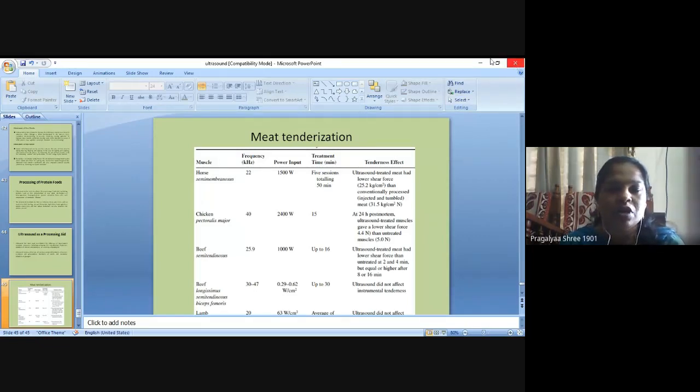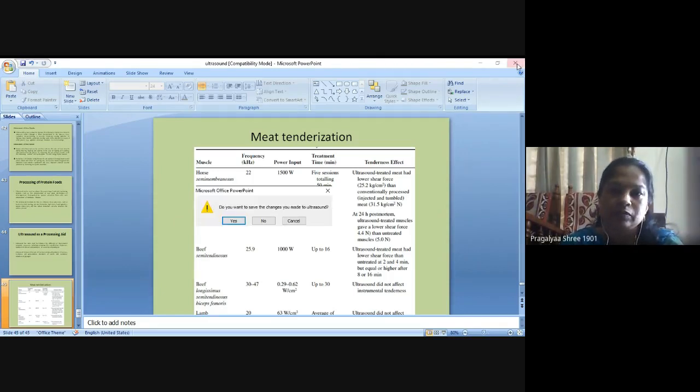So this is the use of ultrasound in food applications. Any doubt in this? Yes, please. No, ma'am.